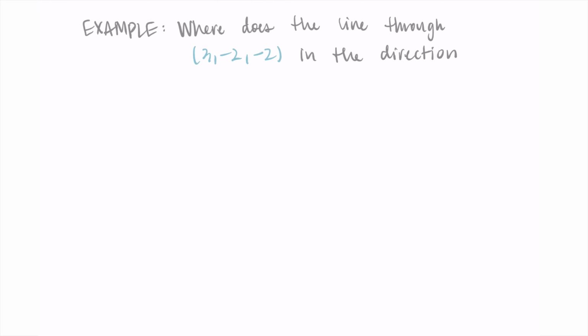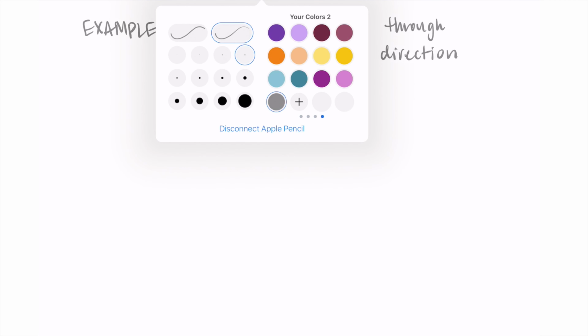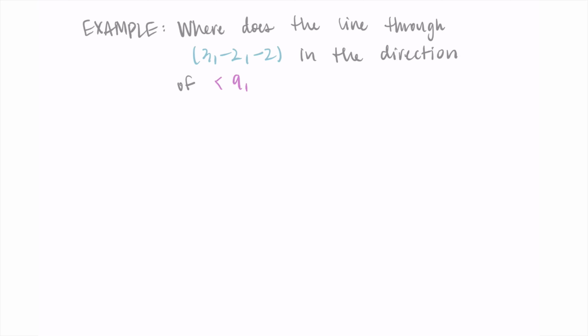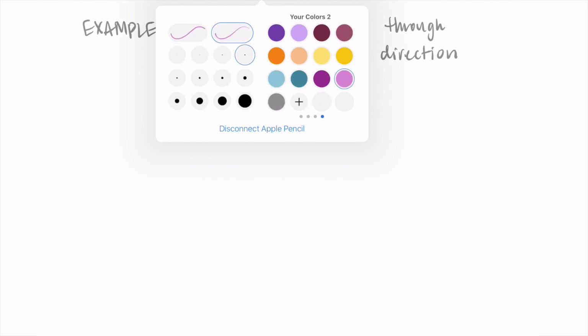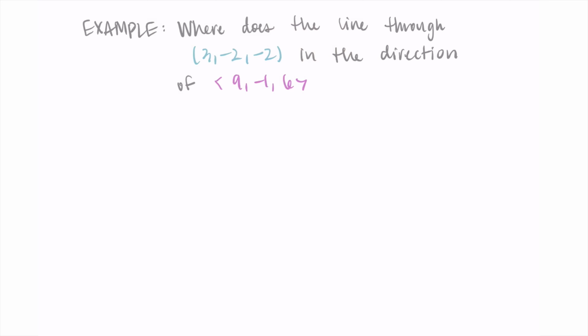So I'm going to ask, where does the line, and let's say it goes through the point 3, -2, -2, and it's in the direction of this other vector. So let's say it's in the direction of 9, -1, 6. Let's figure out where the line that goes through this point in this direction intersects the xy plane.